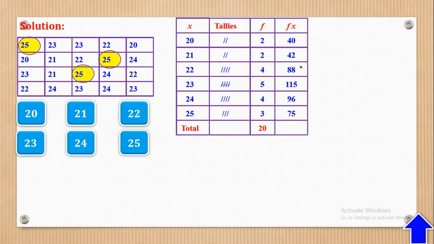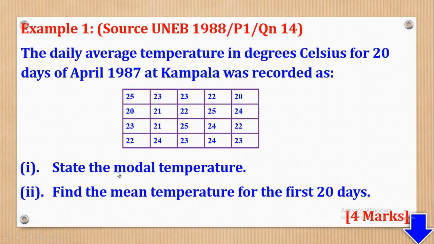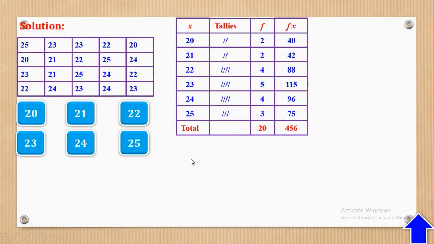Now next is to add all these values, and when I add all of them, I'll come up with 456. So having completed our frequency distribution table, next will be to use it to answer the questions which were asked. Roman 1, they asked for the modal temperature, and Roman 2, they asked for the mean temperature of the first 20 days.